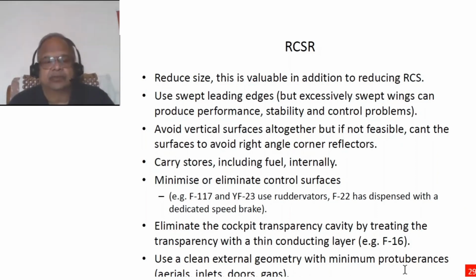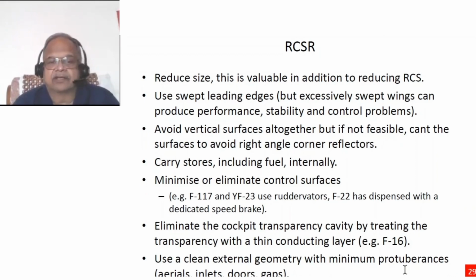Minimize and eliminate control surfaces, but that is not feasible completely. For example, the F-117 and Y-23 use ruddervators, which are actually a combination of rudder and elevators. Tejas, as you know, has elevons, which are elevators and ailerons combined. In this case, it is a rudder and elevator combination, or ruddervators. The F-22 has dispensed with a dedicated speed brake, because that would have been a problem.